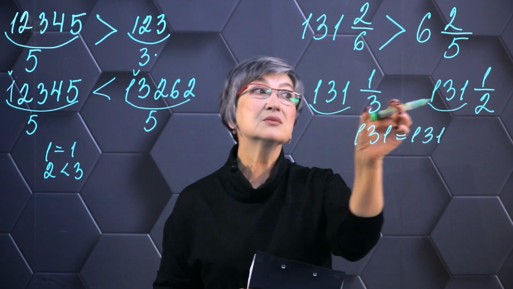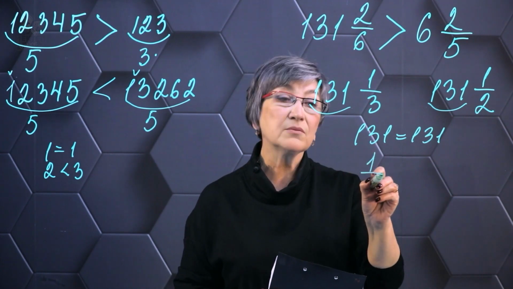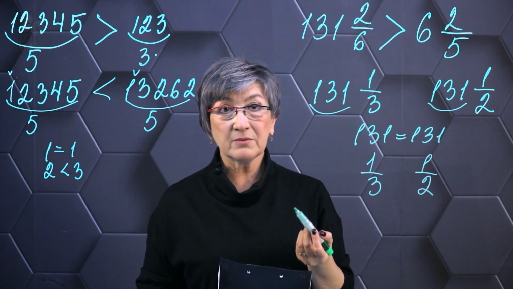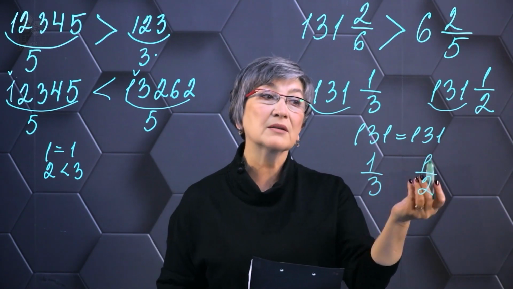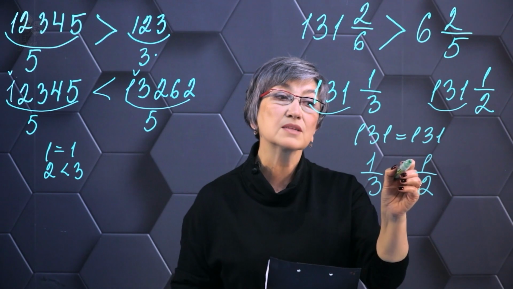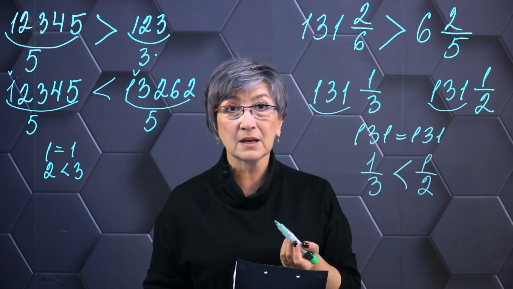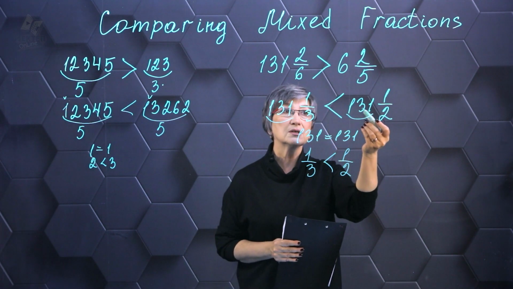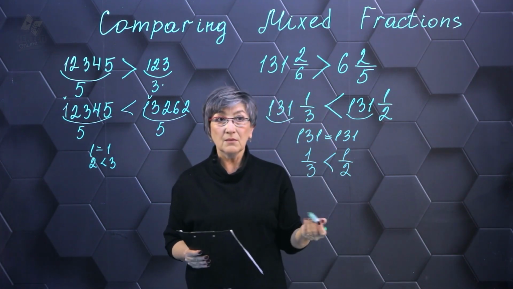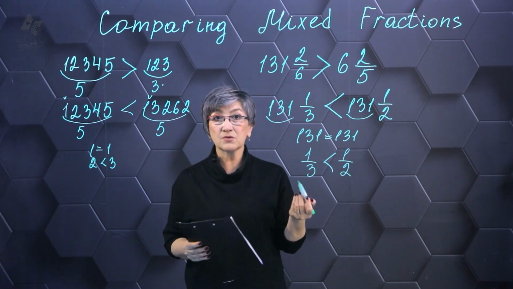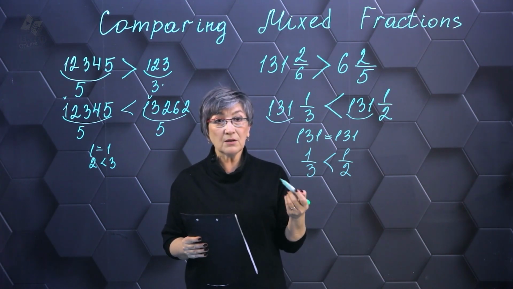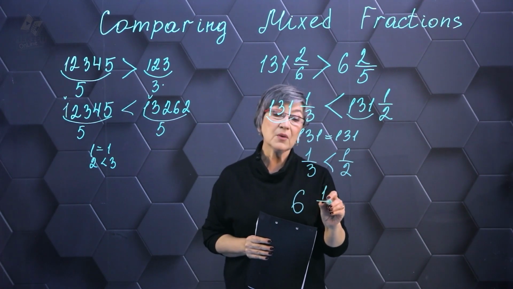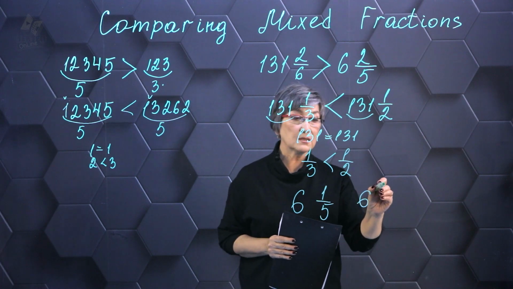Therefore, I have to compare fractional parts, that is, I compare 1/3 and 1/2. And using the rule of comparing fractions with the same numerator, I can say with certainty that 1/2 is greater than 1/3. Then I conclude that 131 whole and 1/3 is less than 131 whole and 1/2. This is the way we have to apply in order to compare mixed numbers. Now, let's take another example. Let's look at 6 whole and 1/5, and 6 whole, let's say 2/3.